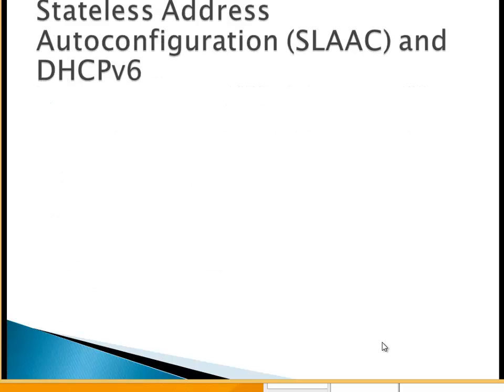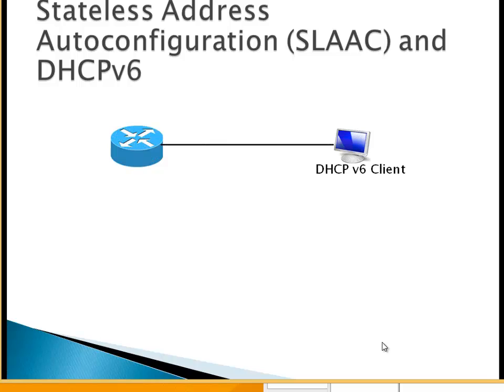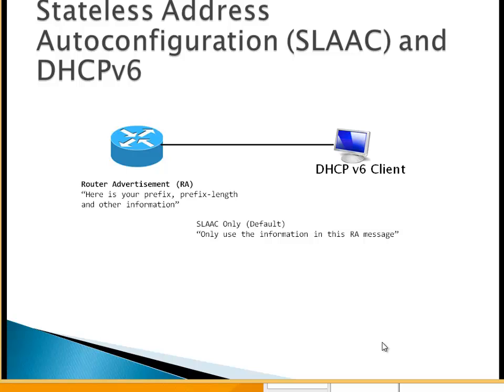Stateless address auto configuration and DHCPv6. For example, the client will send that router solicitation message. Now the router has three choices, three types of messages it can send back. The first one is SLAAC only, the default. Only use the information in this router advertisement message.